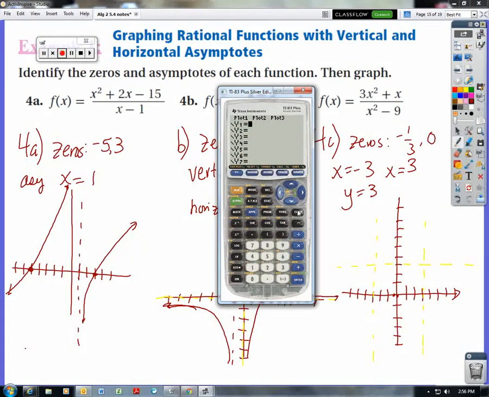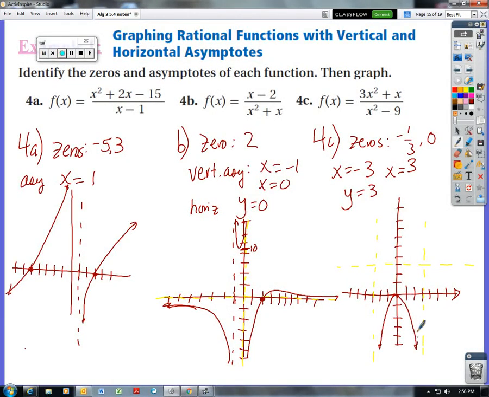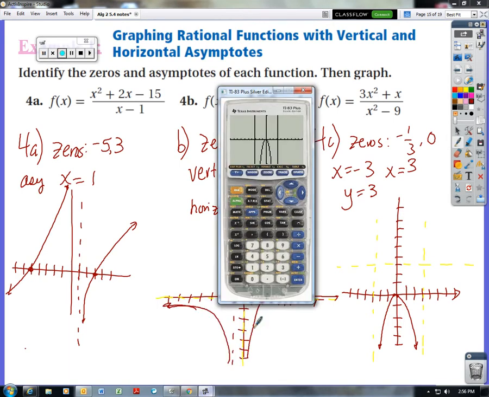Okay, clear. Parenthesis around the numerator, divided by parenthesis around the denominator. And graph. Sure enough. Let's graph that in here. I have to go to a different window so I can see what's going on up here, so I'm going to go back to my Zoom 6. And then you can see here's the horizontal line, y equals 3, that these two branches are approaching.